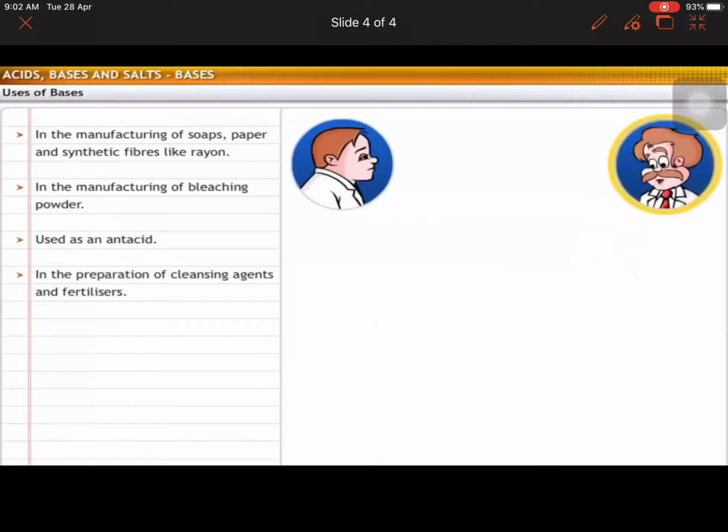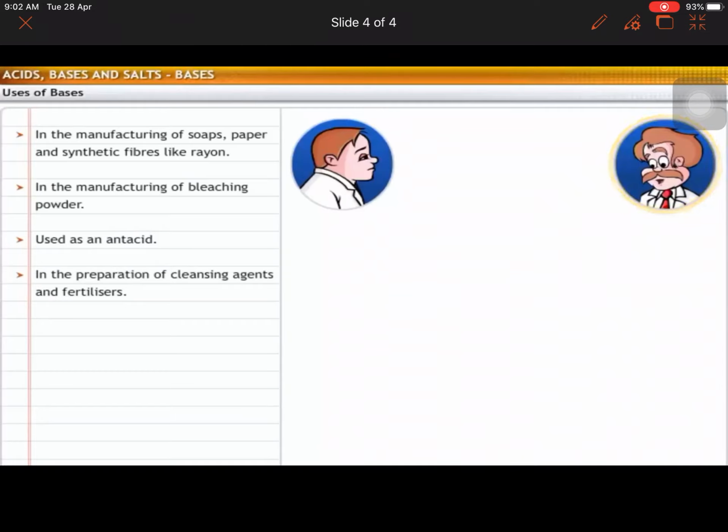Now, can you tell some of the uses of bases? Yes. Bases neutralize the acidity caused in my stomach. Not all bases, only mild bases neutralize the acidity. Apart from that, bases have a variety of uses in daily life. Let's look at some of them.